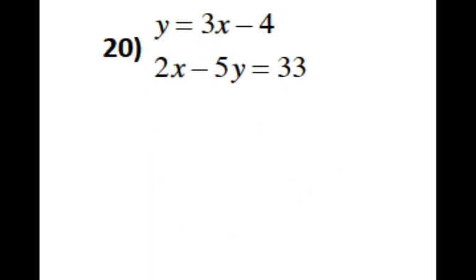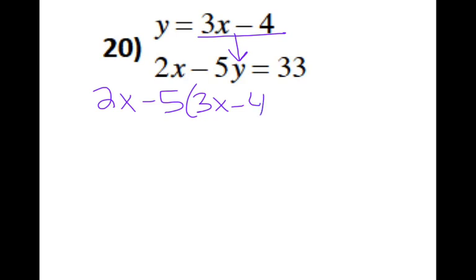Number 20. This one's set up really nicely for substitution as well. Well, the last one, I can't remember what that, oh, it was elimination. So this one's substitution, so we're going to plug that in. So it's going to be 2x minus 5, parentheses, 3x minus 4 equals 33. And then we're going to distribute the negative 5 to both parts.